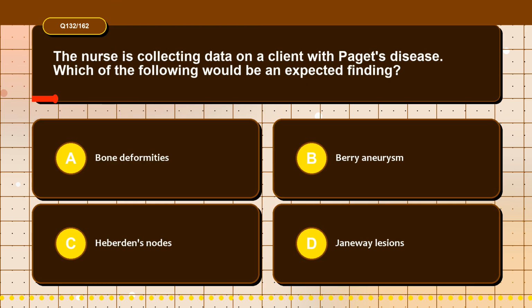Question 132. The nurse is collecting data on a client with Paget's disease. Which of the following would be an expected finding? Here are the options. Option A. Bone deformities. Option B. Berry aneurysm. Option C. Heberden's nodes. Option D. Janeway lesions.